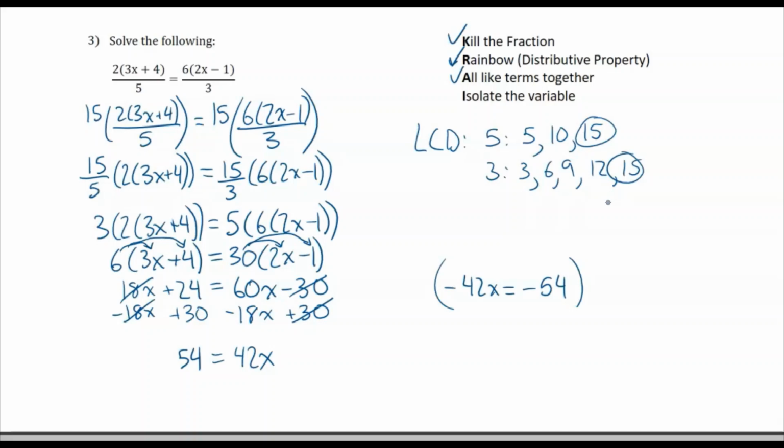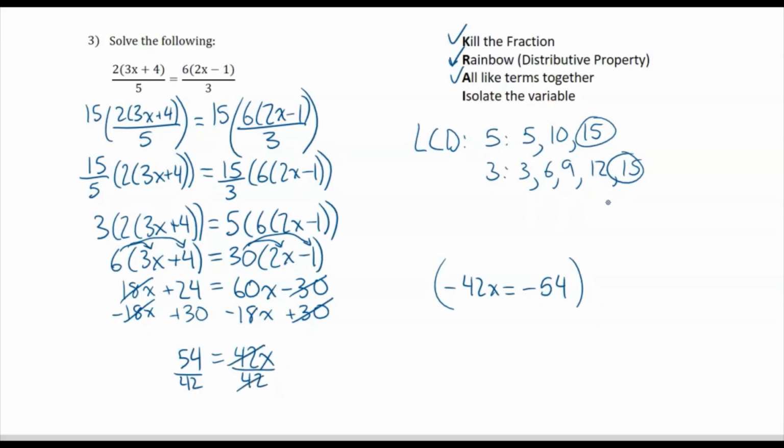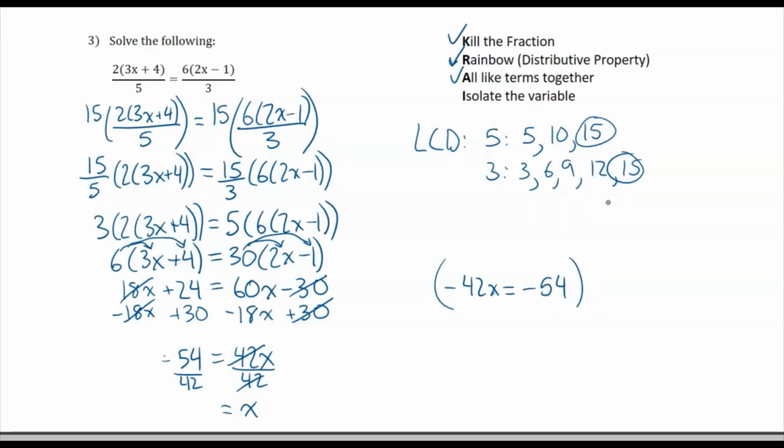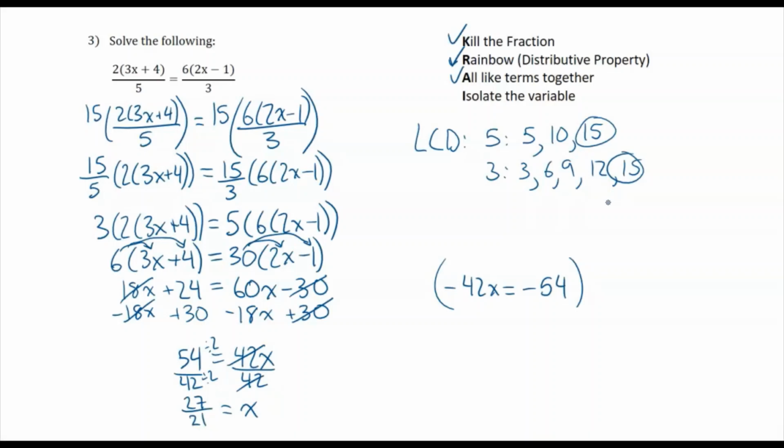So 54 equals 42x. I'm going to divide by 42. So 42 divided by 42 cancels out to give me 1, so it's just x. 54 over 42, if we divide both of those by 2, divide by 2, divide by 2. Half of 54 is 27, and half of 42 is 21. So I believe it simplifies to that.